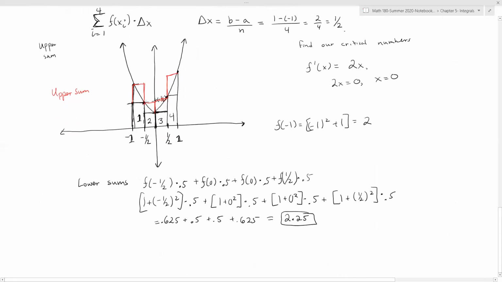And so when I write my upper sum, make this a little bit smaller, there we go. My upper sum is going to be f of -1 times 0.5 plus f of -0.5 times 0.5 plus f of 0.5 times 0.5 plus f of 1 times 0.5, right? So now we're choosing each one of our values there to reflect the upper sums, okay? And this will then be 2 times 0.5.